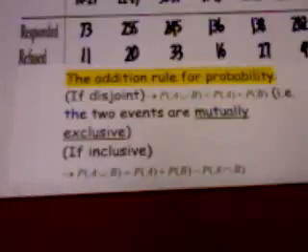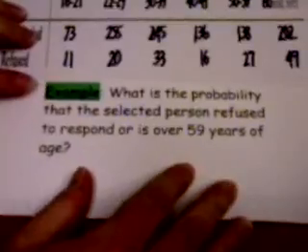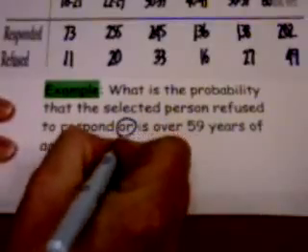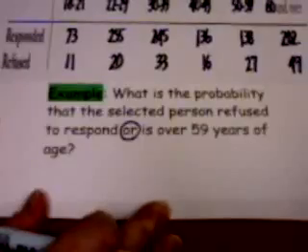So in this problem, what we're going to look at is the following example. It says, what is the probability that the selected person refused to respond or is over 59 years of age? Alright, the key word here is the word or. That's how you know you're doing the addition principle. Okay, addition principle always goes along with the word or.